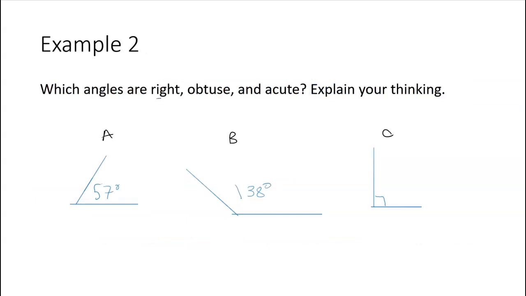So a right angle is exactly 90 degrees, and that is going to be indicated by that little square. So angle C is right. And obtuse is anything greater than 90. So because 138 is greater, that's going to be angle B. And acute is going to be A because it is less than 90 degrees.